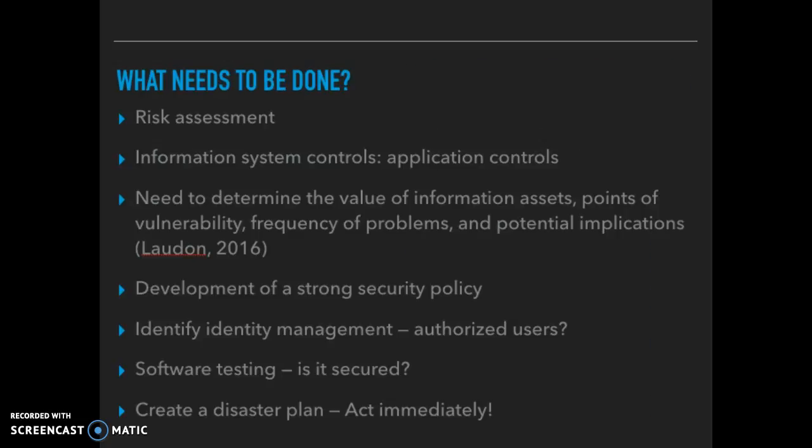Now, what needs to be done to prevent the issue? Well, risk assessment should be done on current and new technologies, software, and such to catch the risks ahead of time. Again, there needs to be a focus on information systems and application controls to ensure the safety of data holding. The value of information assets, points of vulnerability, frequency of problems, and potential implications need to be determined. There needs to be a strong security policy set in place and ingrained in the IT structure and management of the organization. Authorized users need to be identified early on and managed. Software needs to be tested to ensure that it is secured. And lastly, organizations need to create a disaster plan and act fast as soon as there is any indication of a data breach.